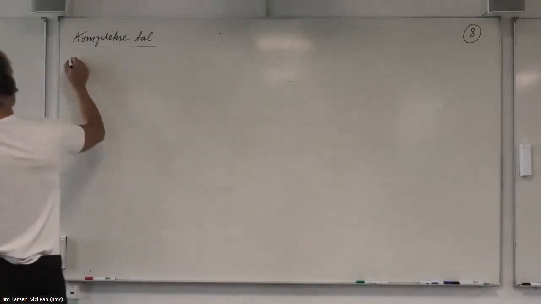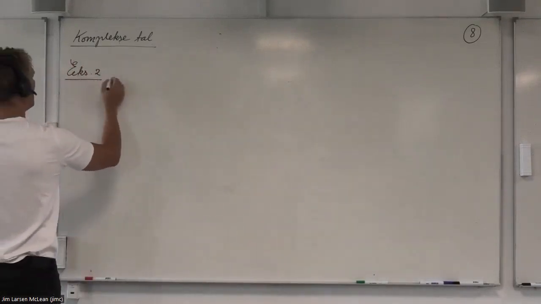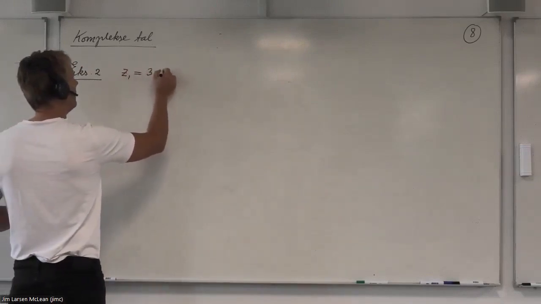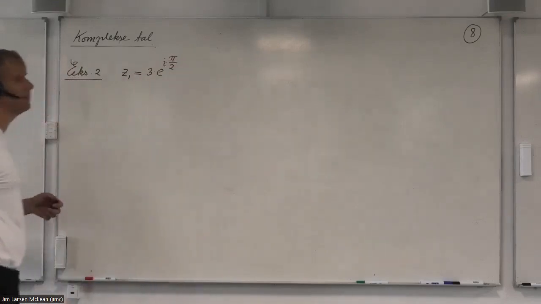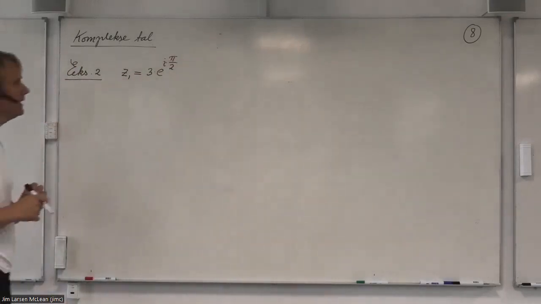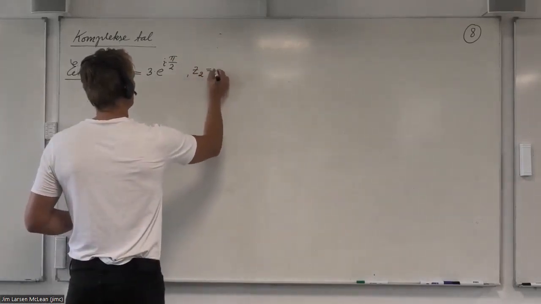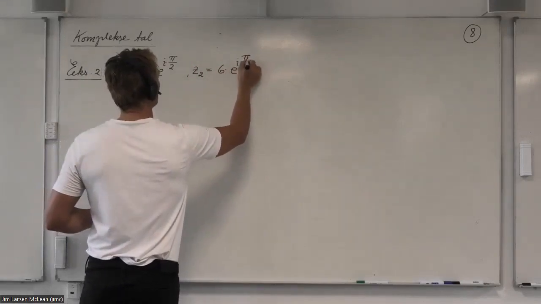Example 2. Let's say again that I have a complex number, z1, which is 3 times Euler's number raised to the power of pi over 2. So that's what I invented before, the same number as before. And now I'm going to invent one more. Let's say I take a complex number z2, which is 6 times Euler's number raised to the power of pi over 4.